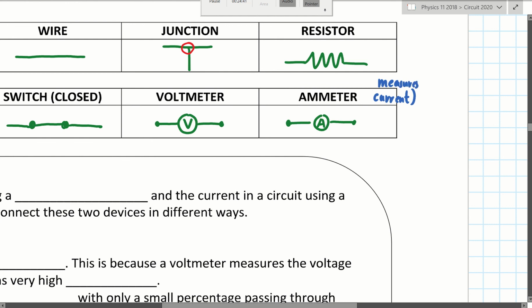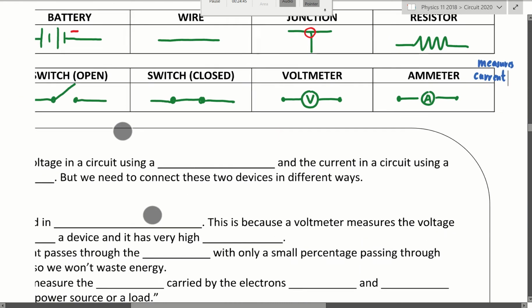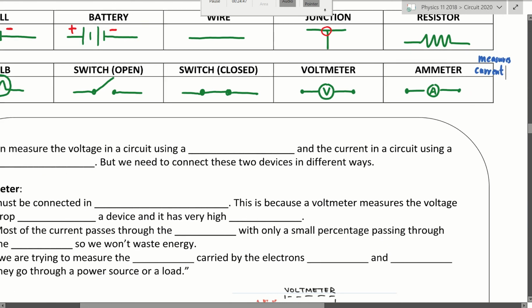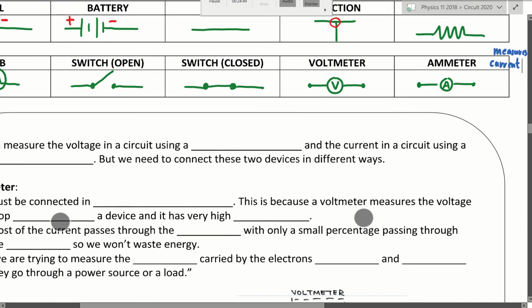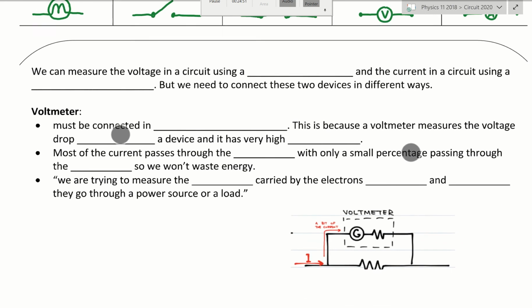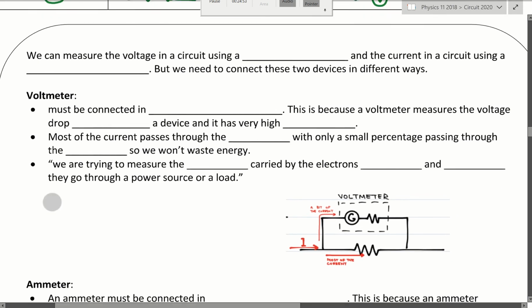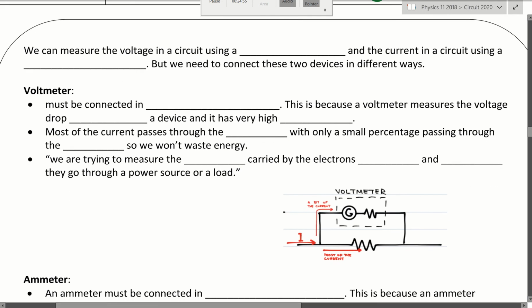And this one measures voltage. The voltmeter measures voltage. Now, there are certain rules that you need to know. They have to be connected slightly differently. You can measure voltage in a circuit using a voltmeter, and you can measure the current in a circuit using an ammeter. But you need to connect them differently.